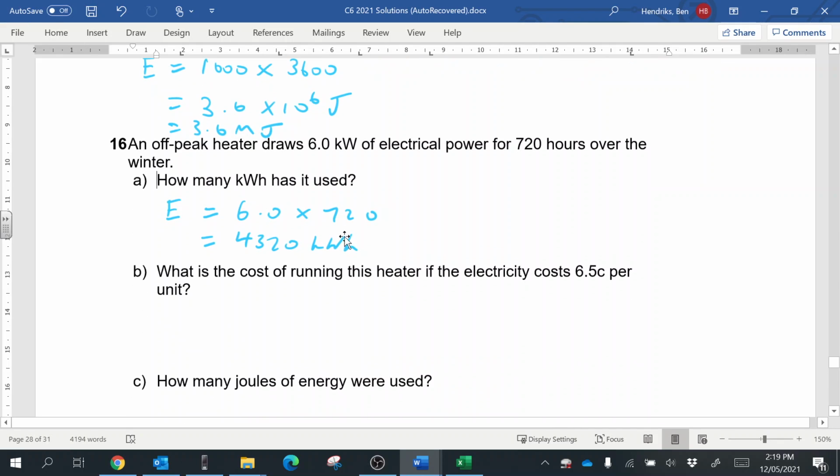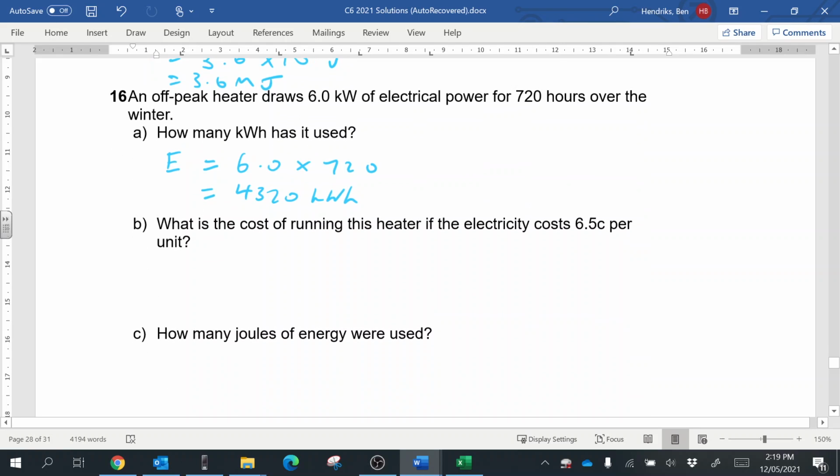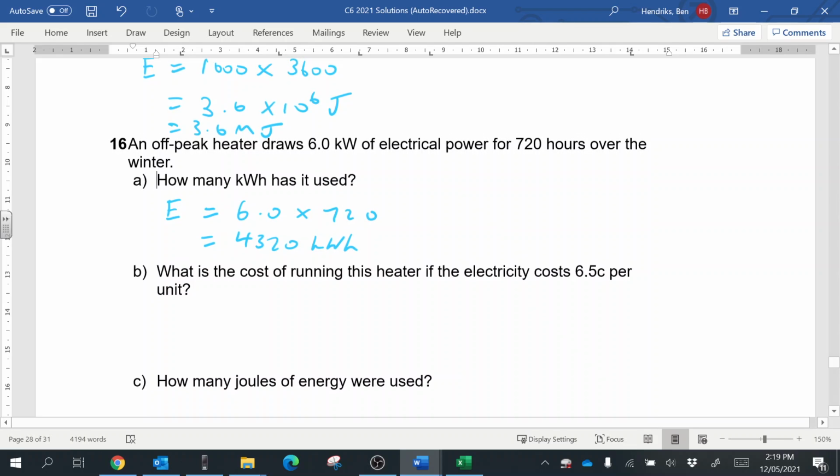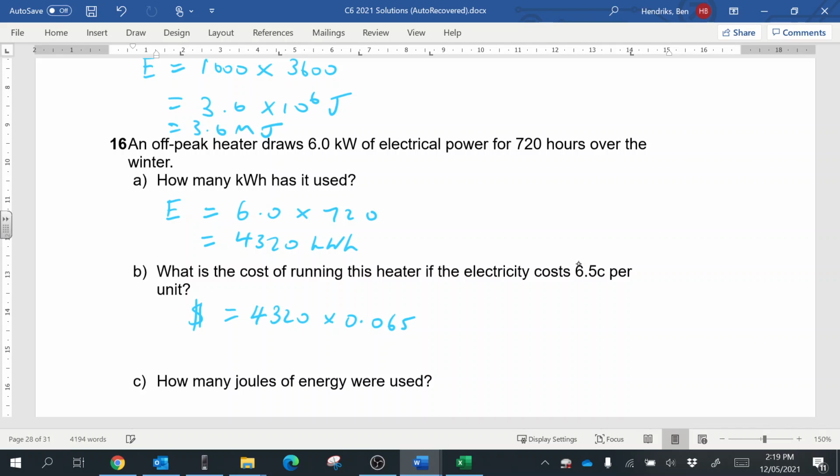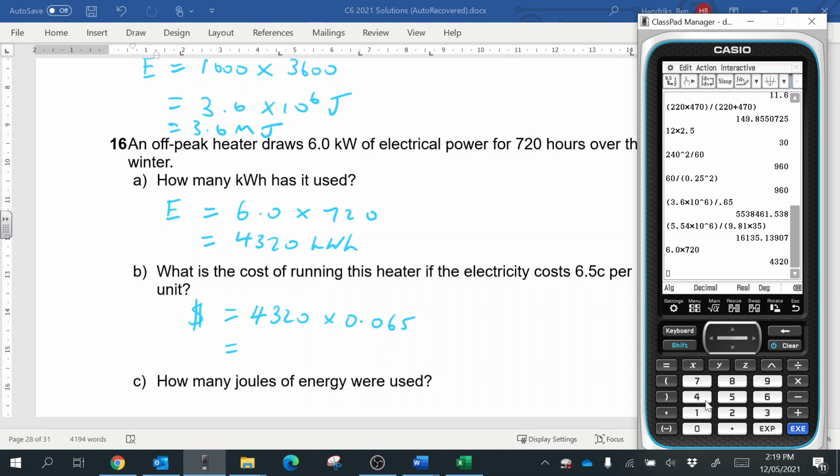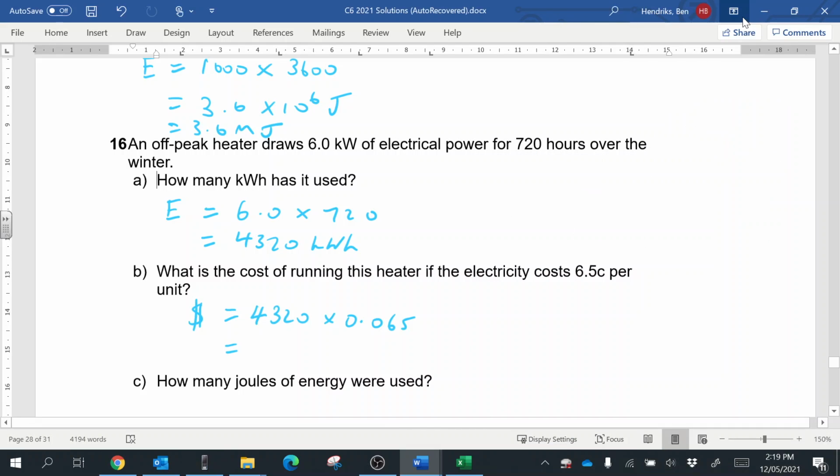What is the total cost of this heater if the electricity costs 6.5 cents per unit? I'm going to convert cents. So dollars is equal to 4,320 times 0.065 dollars, since we've divided our cents by 100. It's $280.80.